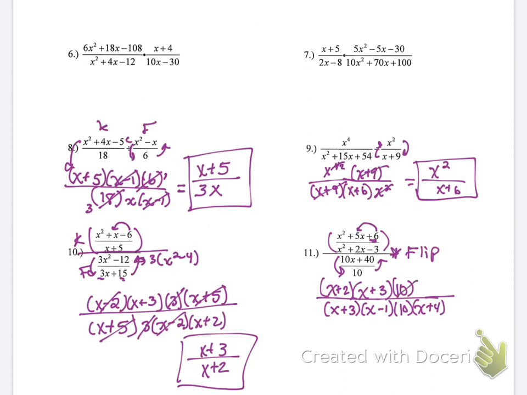Okay, so the 10 and the 10 cancel. X plus 3 cancels. So I'm left with on top, x plus 2. On bottom, x minus 1, x plus 4. These problems have enough work. Don't worry about multiplying it out. If you do, fine. But if you multiply it out and get it wrong, you're just going to end up hurting yourself. Okay, so that is that.